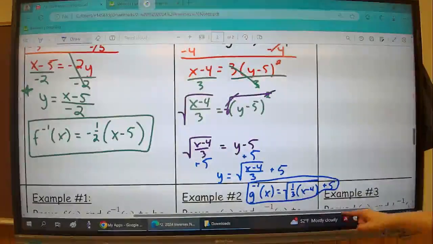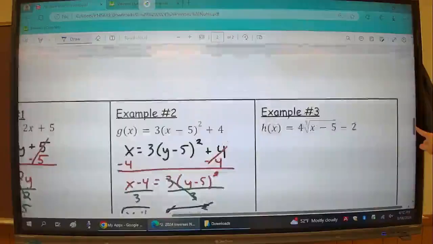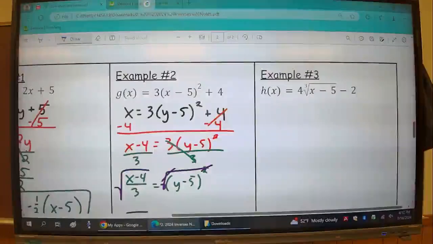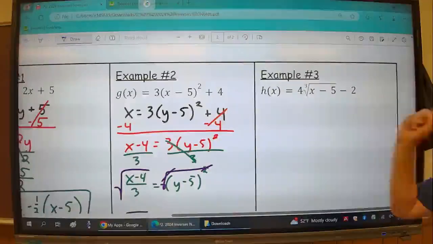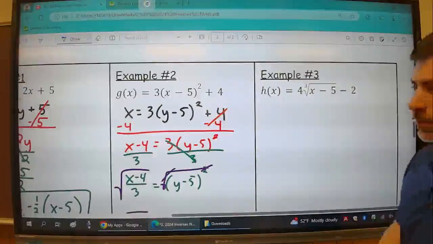One more time, try that with example number 3. I have this cube root function, and I want to know what is its inverse function. Pause it, try it, and we'll come back when you're ready.